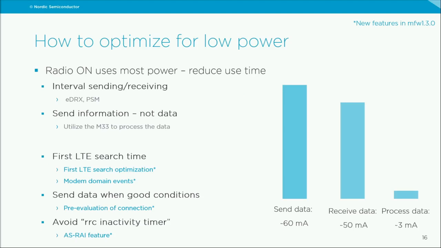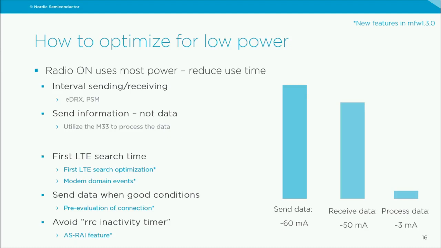Now we're going to look into how you can actually optimize for low power. So what is drawing the most current in a cellular device? It is typically when the radio is on and when you send and receive data. That is where you use most power, and that is where you want to reduce the use time of the radio as much as possible to save the most power.